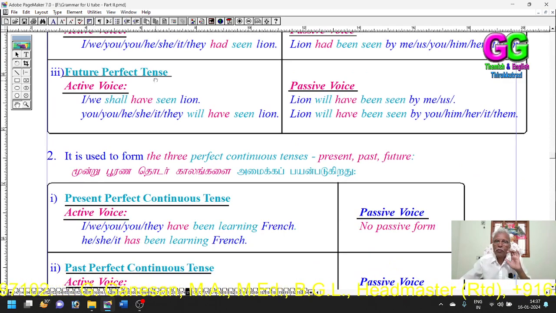Future perfect tense. For first person, shall have plus past participle: I shall have seen the lion. For second and third person, you will have seen the lion. In the passive voice, it is the same for all the eight, because the lion is third person singular. So the lion will have been seen, for all the eight pronouns.